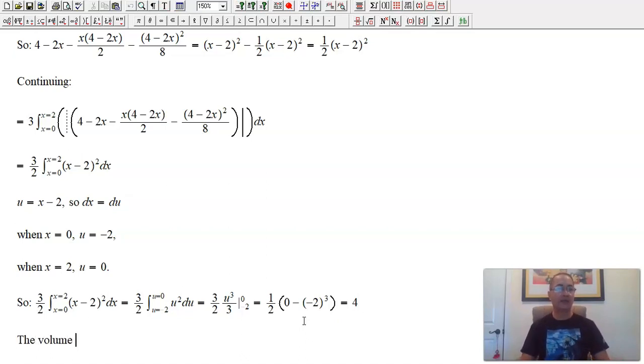The volume of this tetrahedron is 4 units. 4 cubic units.